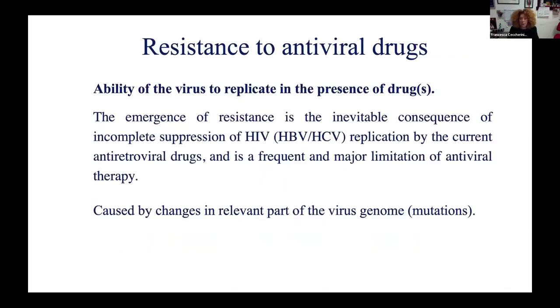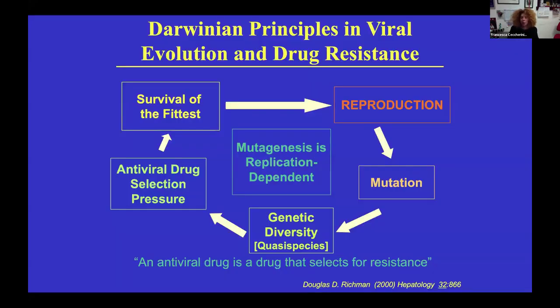And if we speak about resistance, what does it mean? It means that we have the virus that is able to replicate also in the presence of the drug. And the emergence of resistance is an inevitable consequence of incomplete suppression of HIV, but this is true also for other viruses. And normally we have changes, mutations, in the relevant part of the virus genome.